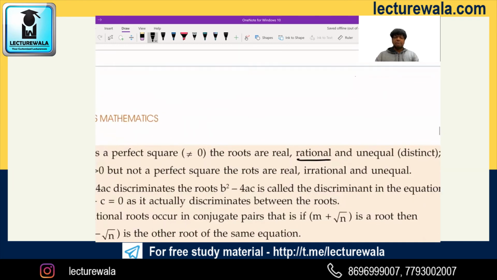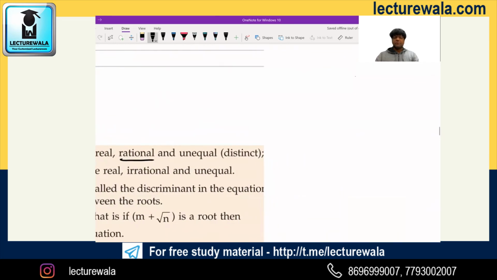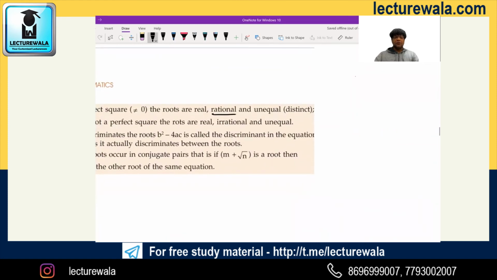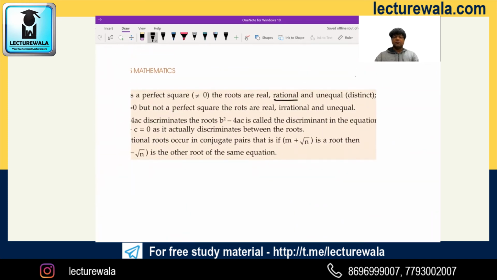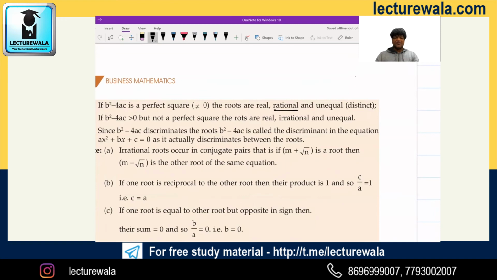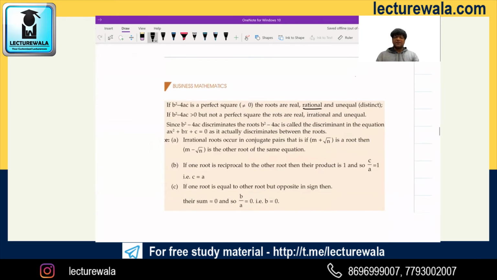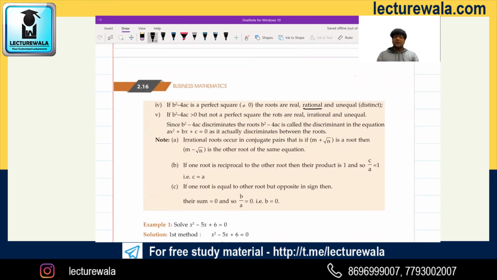Okay guys, so this is all about the quadratic equation. All these properties you have written, all these natures I have discussed, and you have seen their use also. Irrational roots occurring in conjugate pairs, what a conjugate pair is and how to use it, all these things you have done.